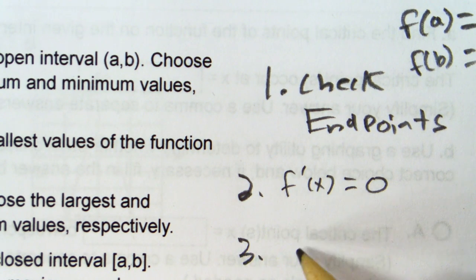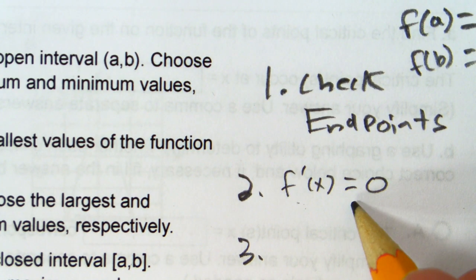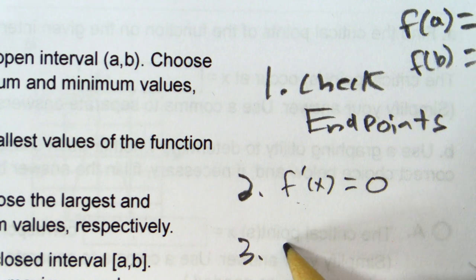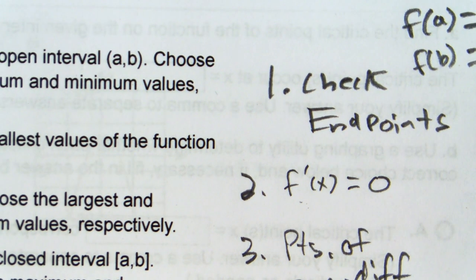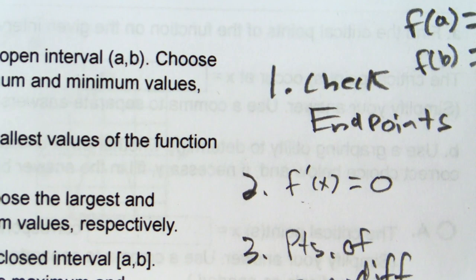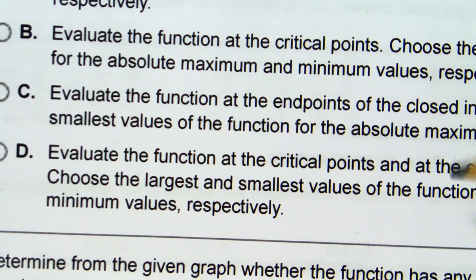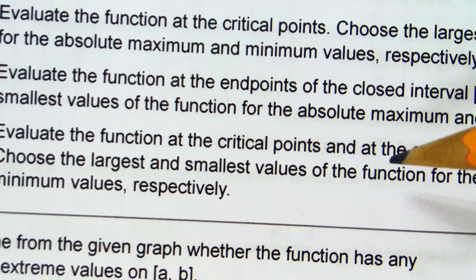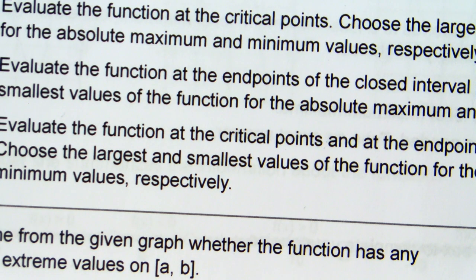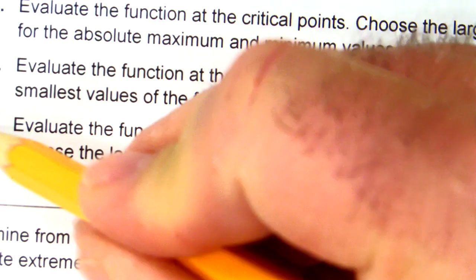And then also check out points of non-differentiability: sharp corners, holes, stuff like that. So you check out where the first derivative is 0, you check out the endpoints, and you check out points of non-differentiability. Okay, so that's kind of a review. And I think everything we just said there matches with D. Evaluate the function at the critical points. We just talked about critical points, what they are. And at the endpoints, choose the largest and smallest values of the function for the absolute maximum and minimum. So 1 is D.